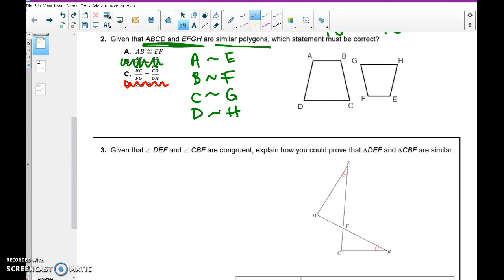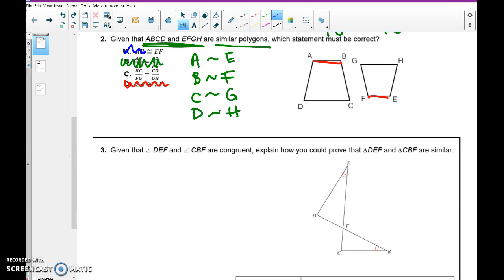Now we gotta go back and figure out what these things are saying. AB is congruent to EF. Well, I know that the letters match up, but is side AB congruent or equal to EF? Well, look at AB and EF. Do they look like the same size shape? No, this one is definitely bigger than this one, so their sides cannot be congruent. Their angles are. We talked about angles are congruent, but sides are proportional.